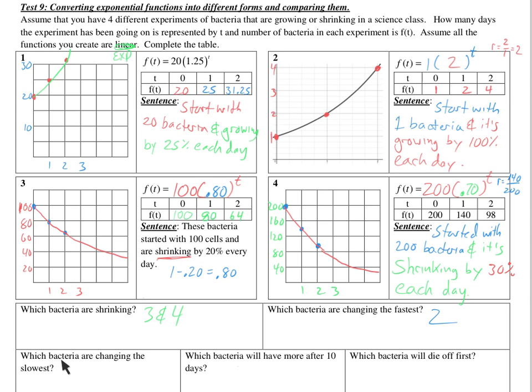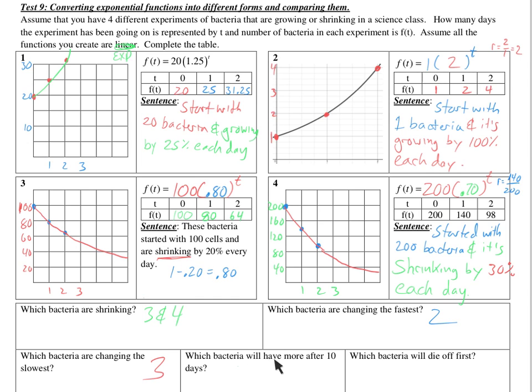Next, last one. Which bacteria is changing the slowest? Oh, same question, just opposite. So which one's the slowest change? Isn't it this one right here? 20%? Isn't that the smallest? Isn't 20% the smallest of all of them? So that would be 3.